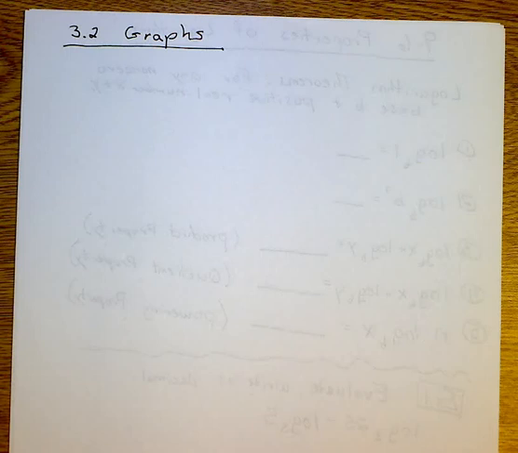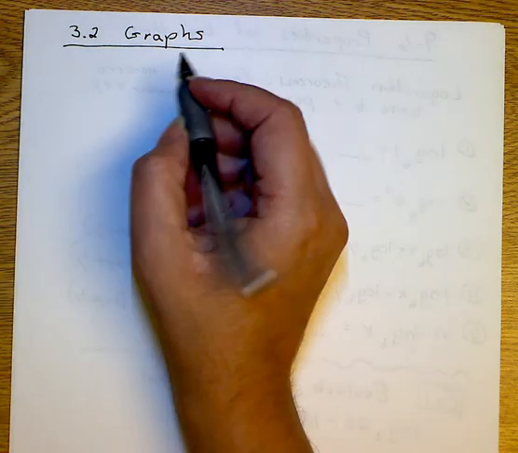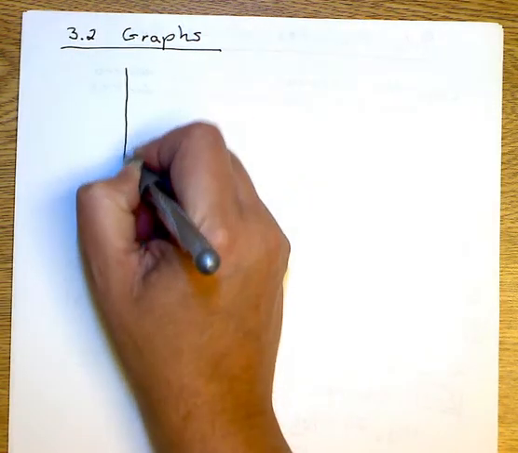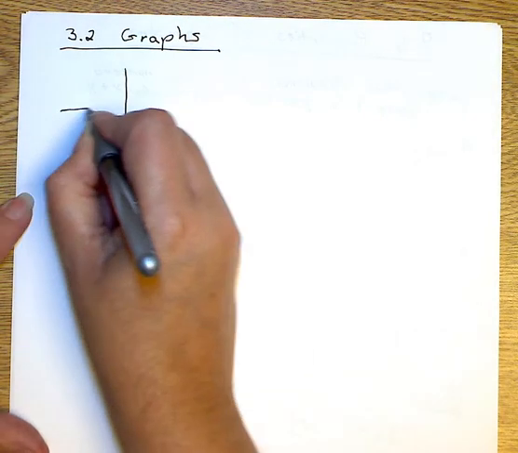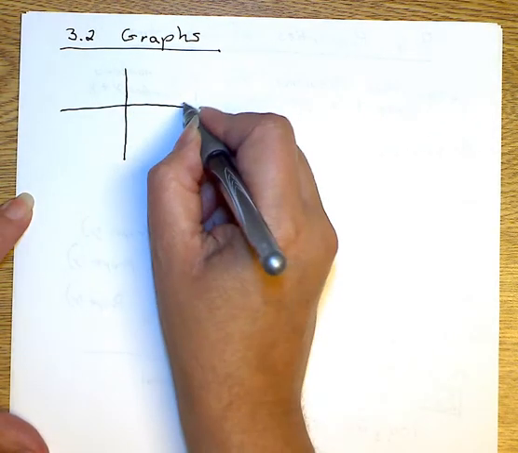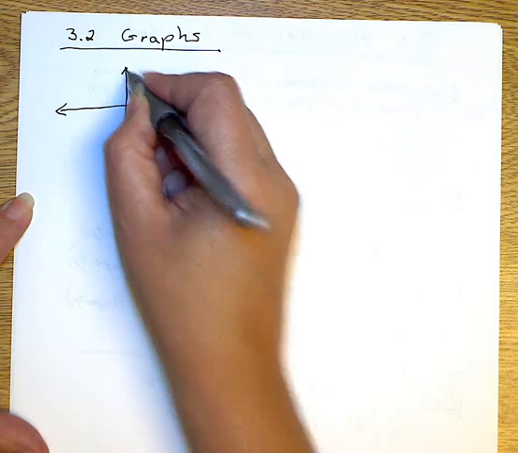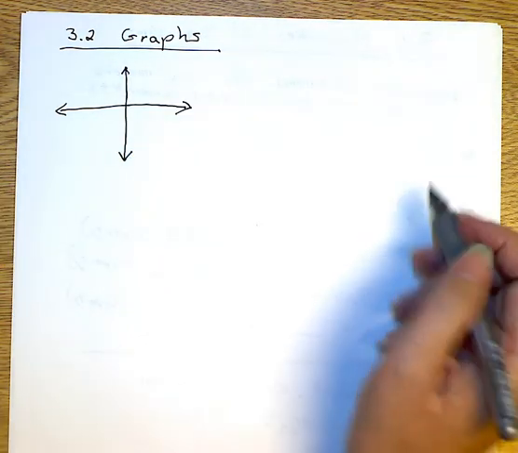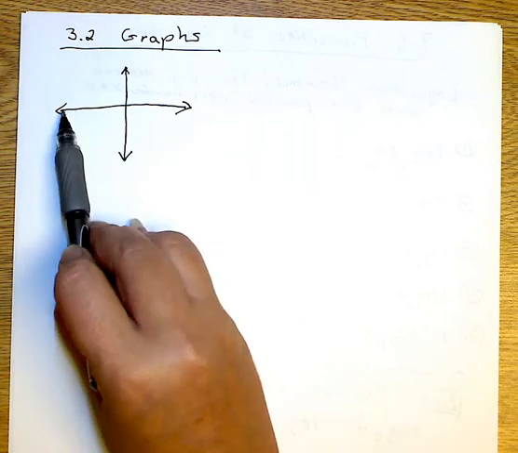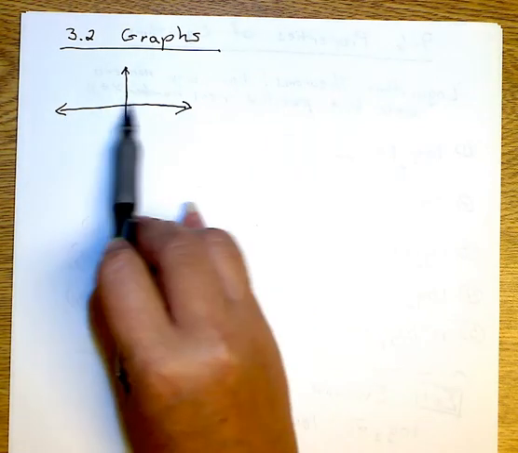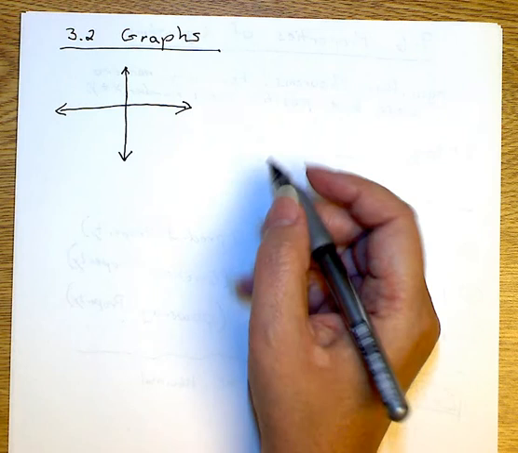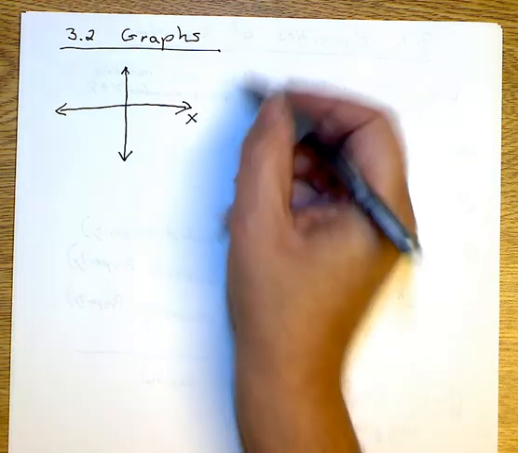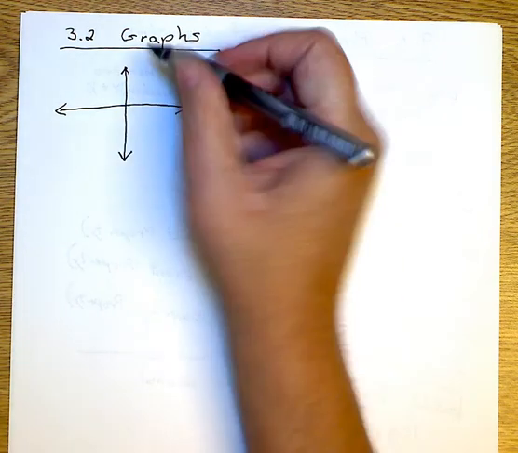Graphs. And what we are going to start with is our axes. Does anybody remember what the horizontal axis is called? That's the X. And our vertical is our Y. Very good.